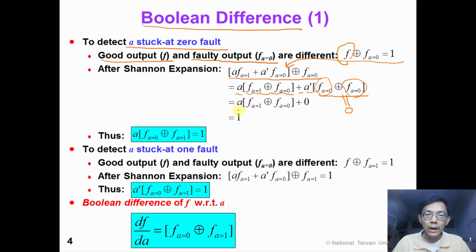Now we can have a simpler expression, which is a times the positive cofactor exclusive or the negative cofactor, which is equal to 1. This is the condition to detect input a stuck at 0. On the contrary, if we want to detect a stuck at 1, we can write this equation: f exclusive or the positive cofactor equals 1.